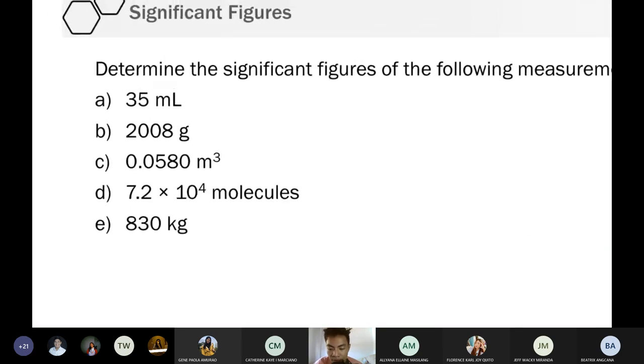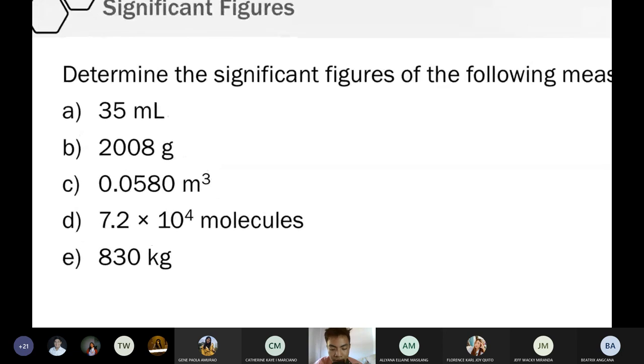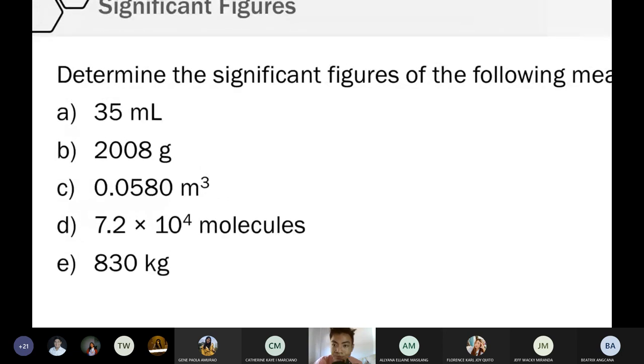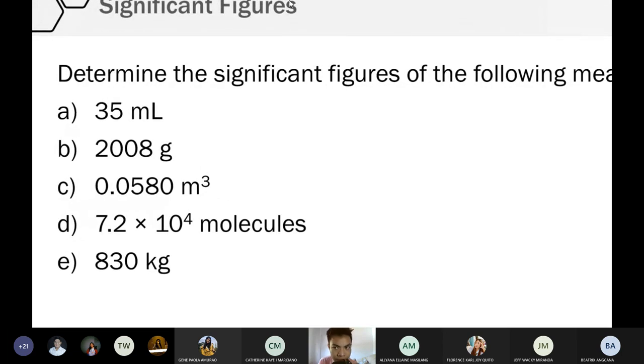Let's identify how many sig figs do we have here. So we have A to E. So you may raise your hand. Just press the raise hand button here in your Teams app. Okay? So I can recognize your names now. So let's start with the A. How many sig figs do we have here?